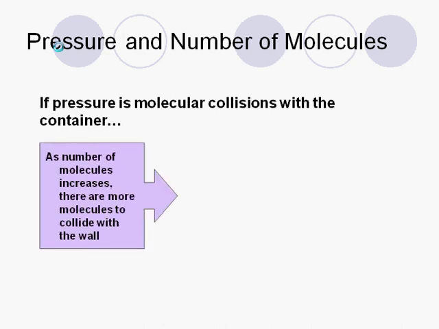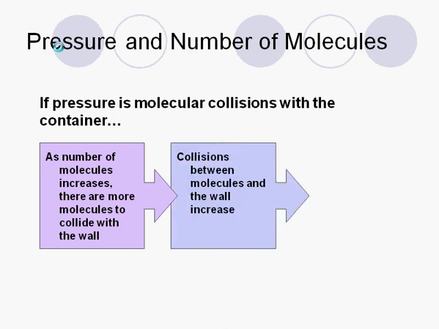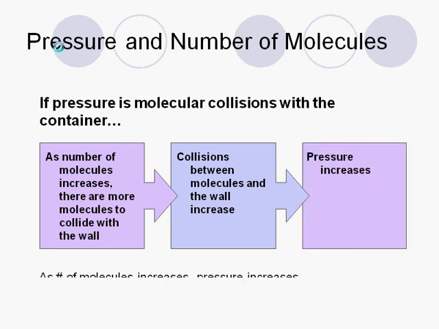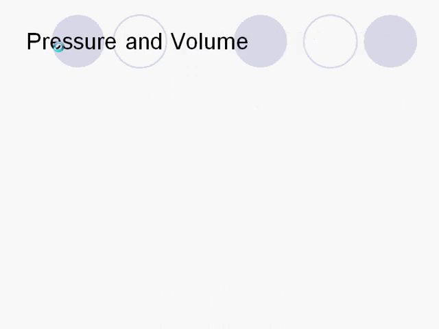If we increase our number of particles, that means we're going to have more collisions with the wall of the container. The collisions between the particles and the walls are going to increase when there's more, and then our pressure is going to increase. So if we increase how much gas we have inside of a container, the pressure should also increase. Well, what about the volume?